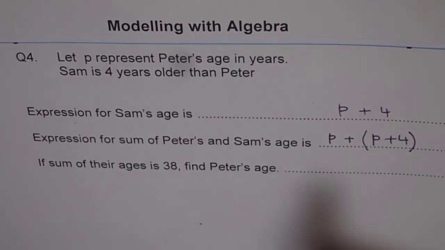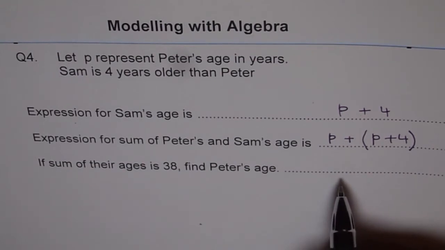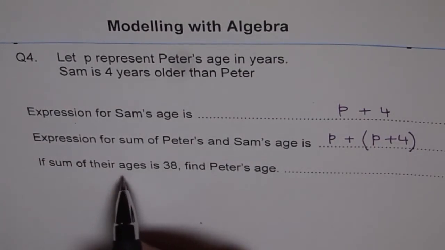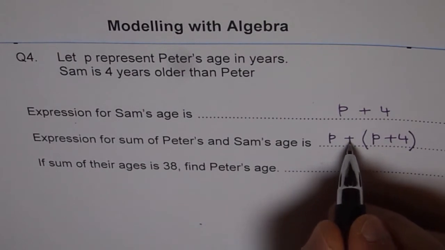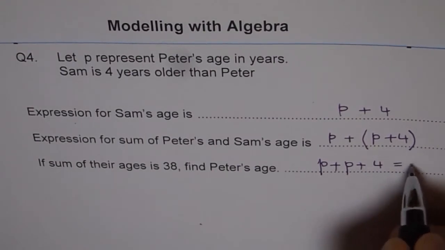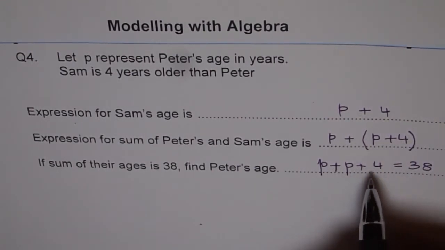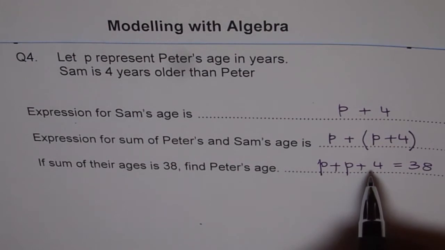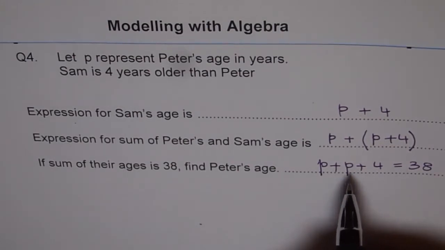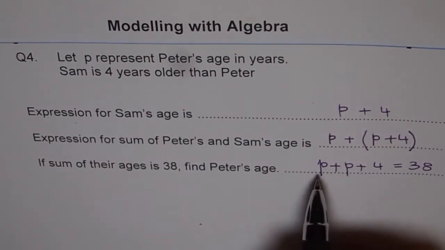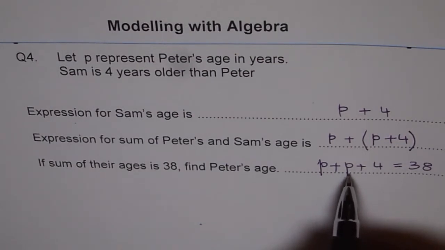Find Peter's age. The first step here is to write the equation, and then finding Peter's age means solving the equation. If the sum of their ages is 38, it means P plus (P plus 4) equals 38. So this equation represents this situation, correct? Finding Peter's age means solving the equation, or finding the value of P that satisfies it. That is the meaning, okay? So let's solve it. To solve means to find the value of the variable.